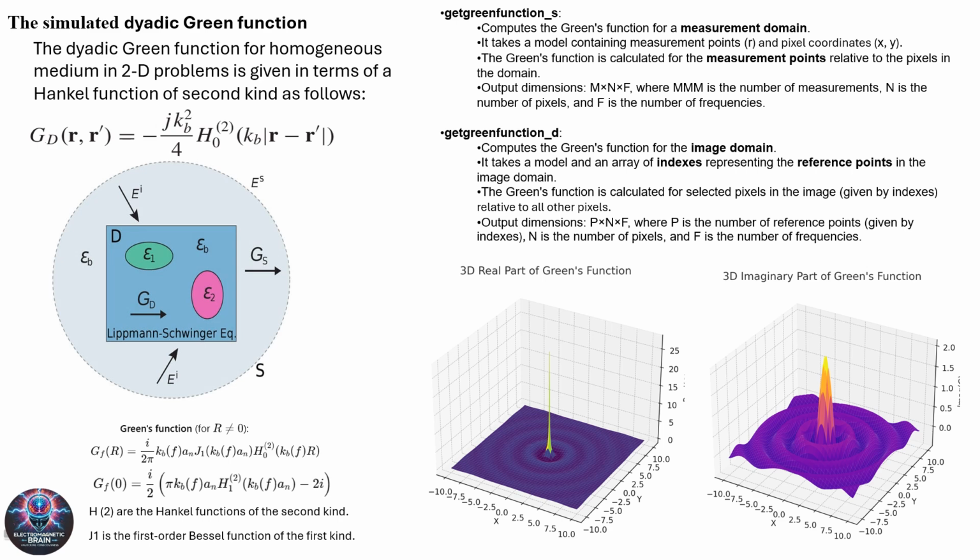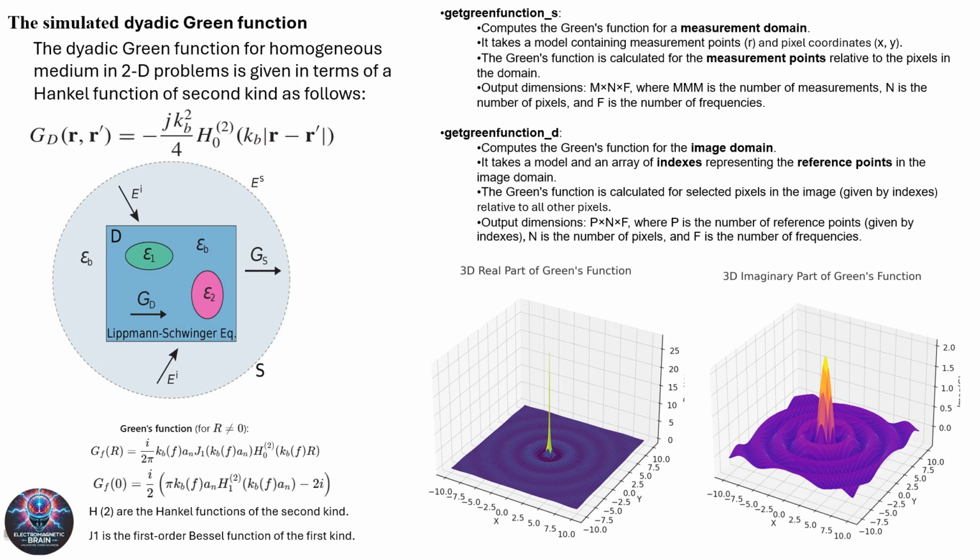The Green formula is essential for determining how electromagnetic waves propagate from a source point to an observation point in 2D space. Moving on to the diagram in the center, we see a visual representation of a scattering problem. Region E1 and Region E2, shown in green and pink respectively, represent 2 different materials or domains, each characterized by their dielectric constants epsilon1 and epsilon2. Surrounding them is a background medium with dielectric constant epsilon(b).